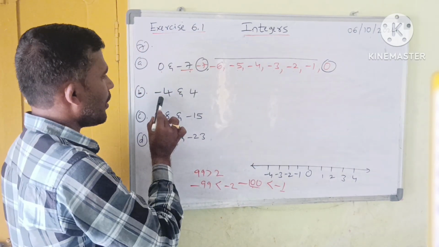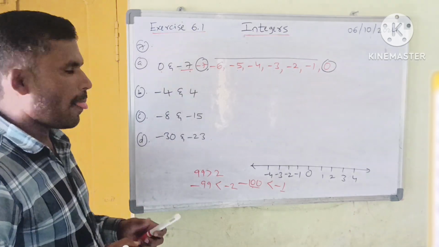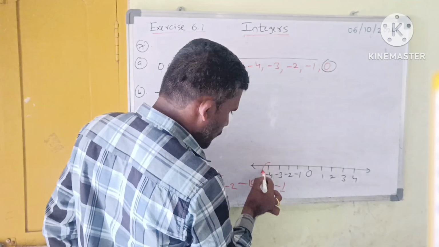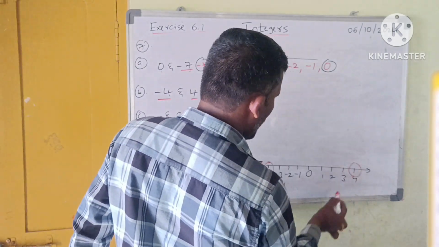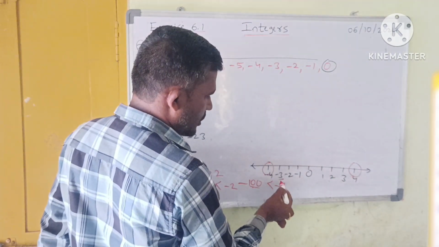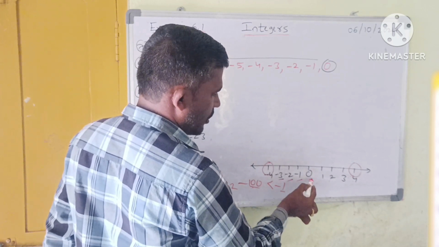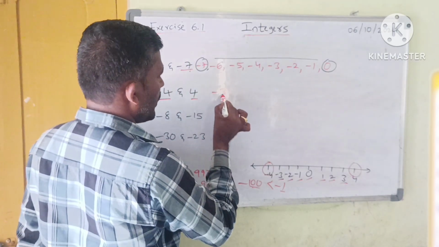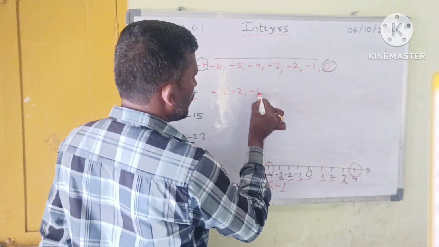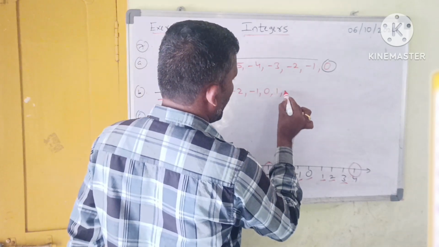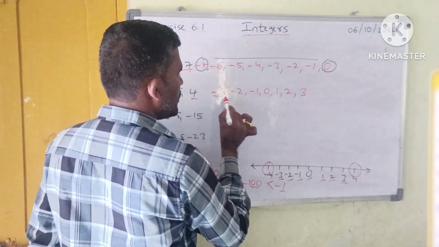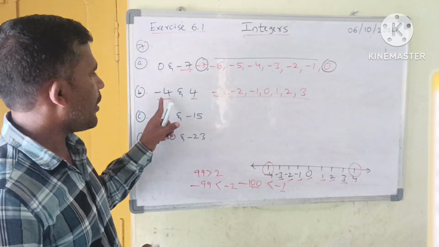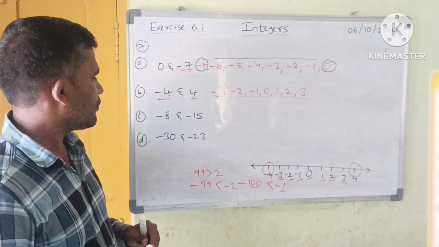Next, minus 4 and 4. Minus 4 is smaller than 4. So between these what do we have here? Minus 3, minus 2, minus 1, 0, 1, 2, 3. These integers are between minus 4 and 4.